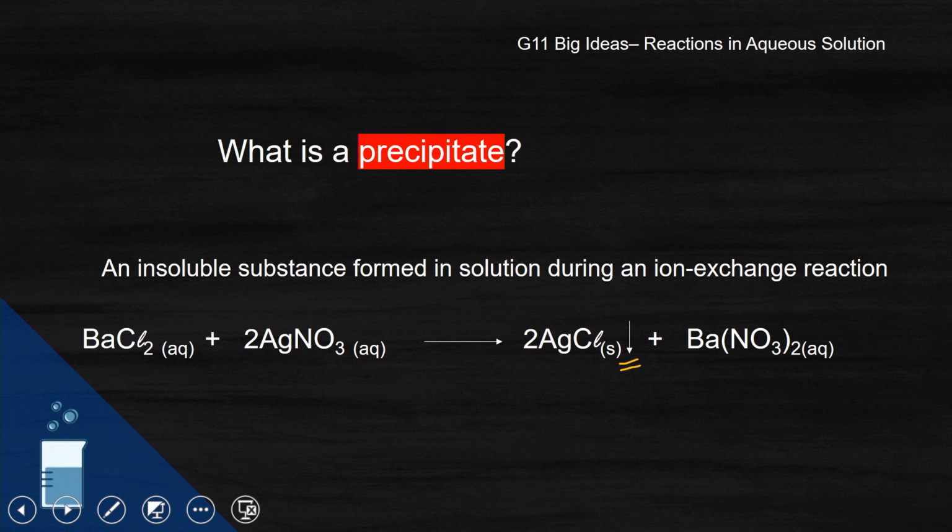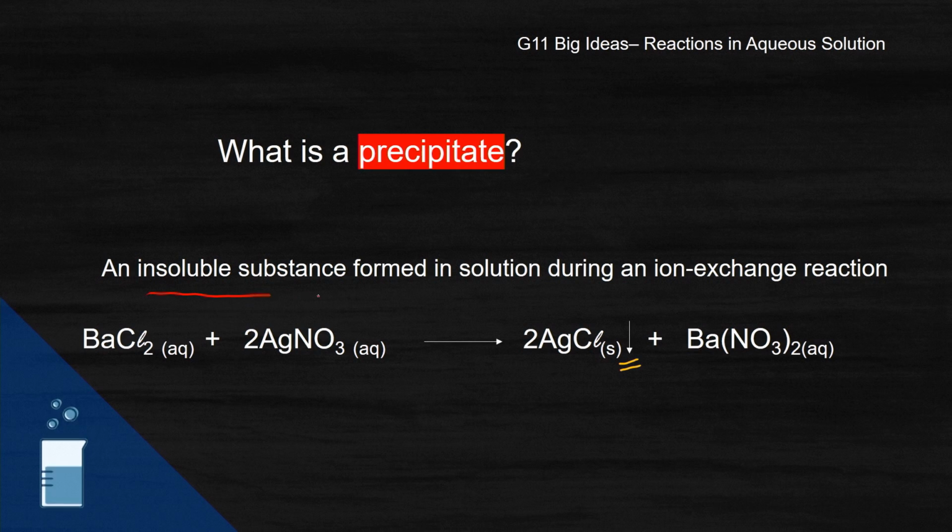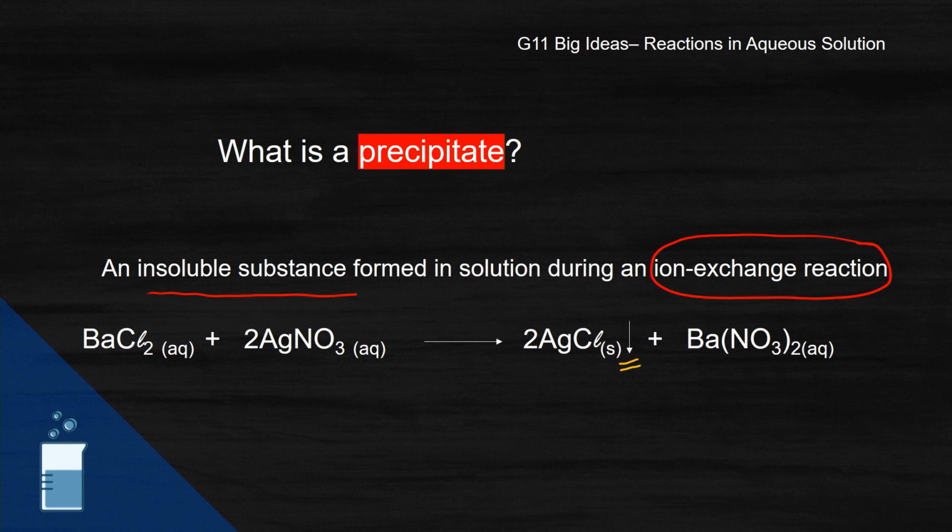So what is a precipitate? The word precipitate describes an insoluble substance that is formed in a solution during an ion exchange reaction. I have an example here for you. Barium chloride. It's in aqueous, so it's in a solution already. It's been dissolved. And we add to that silver nitrate.